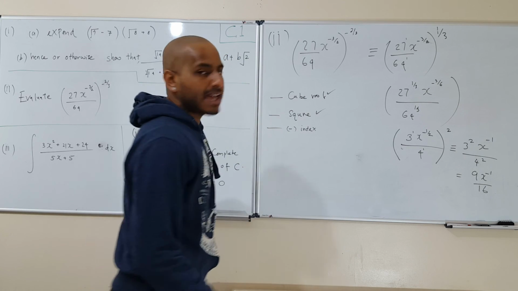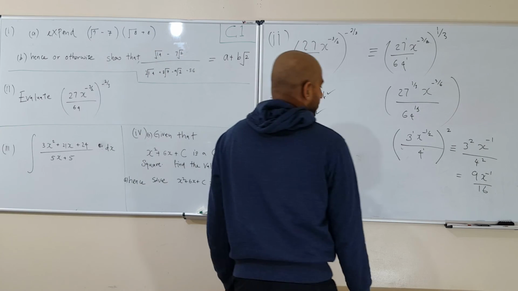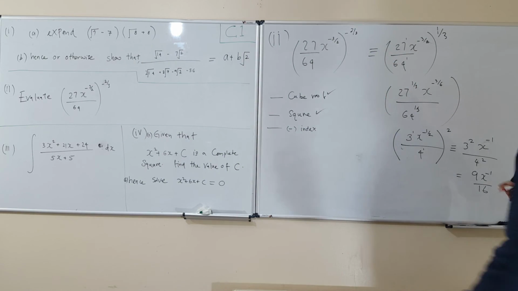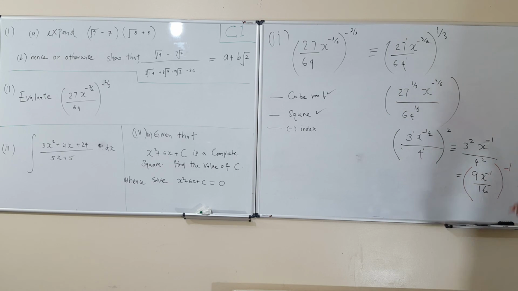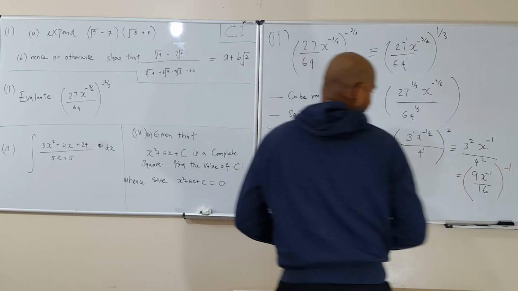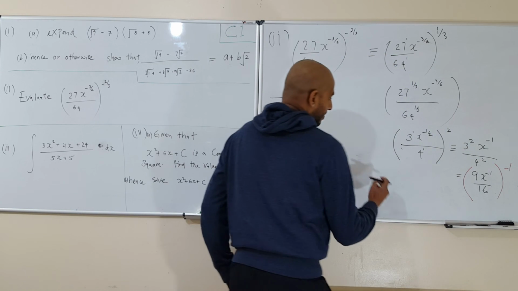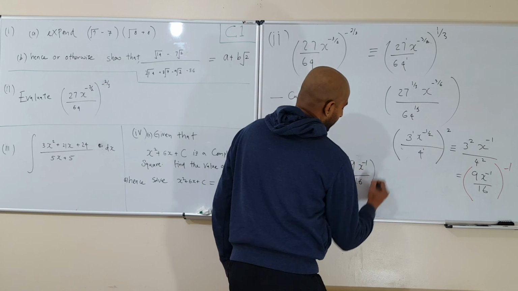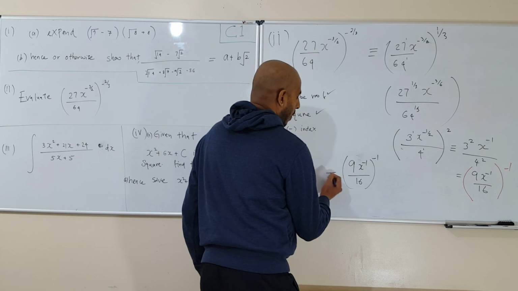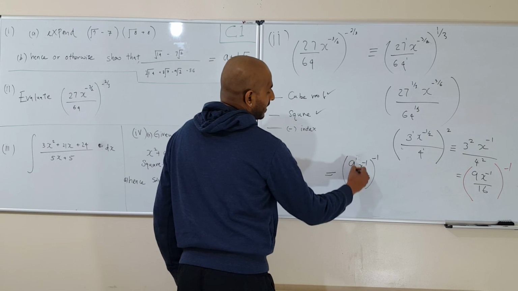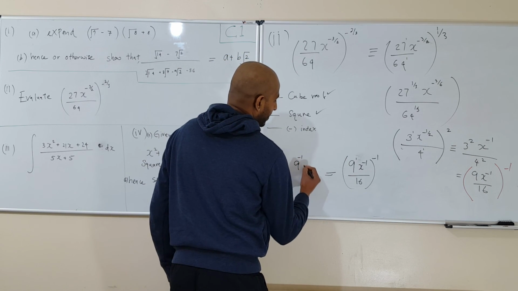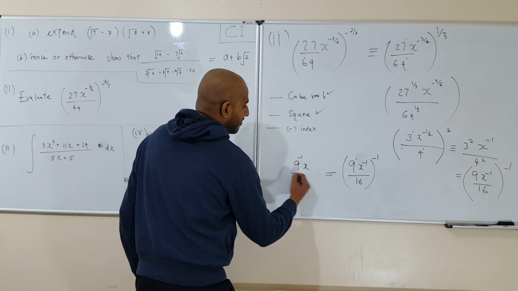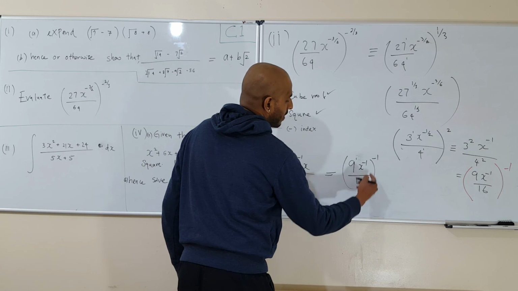The last operation is the index, minus 1, raising to the minus 1 power. Again, exactly the same thing. Let me rewrite this here: 9x to the minus 1 over 16, all to the minus 1. Again, we have a 1 there, so we're going to have 9 to the minus 1, x, because minus 1 times minus 1 is positive 1, so x basically. And we have 16 to the power 1 times minus 1, so 16 to the minus 1.